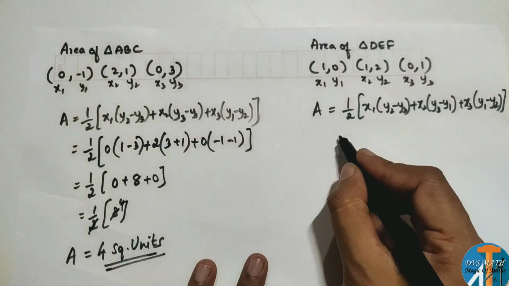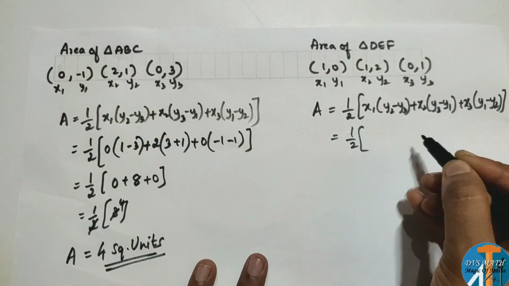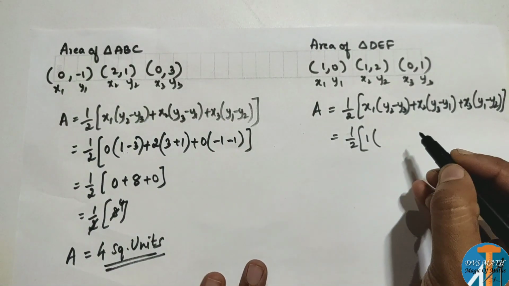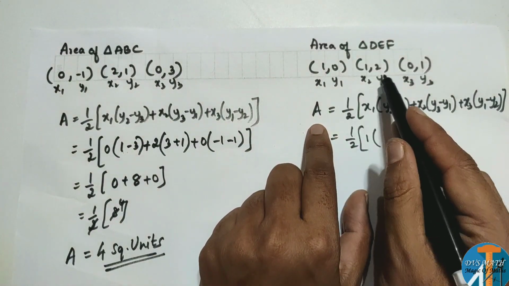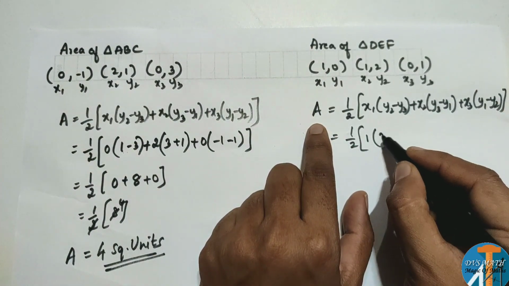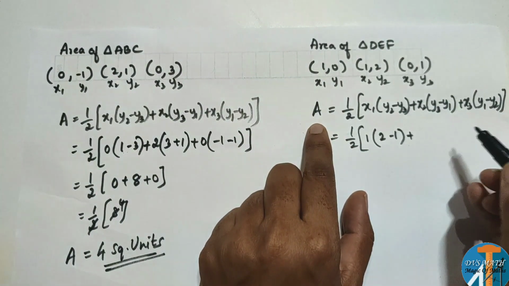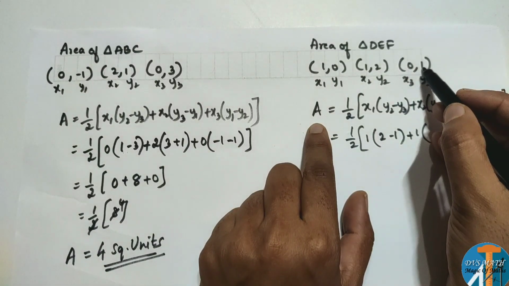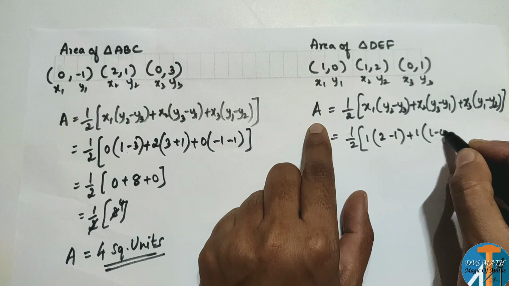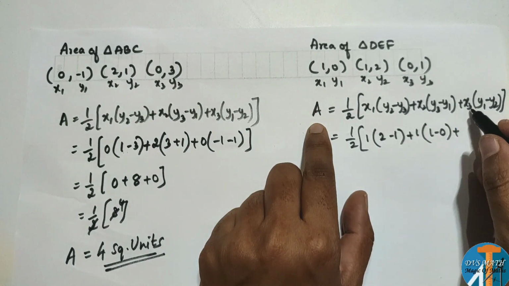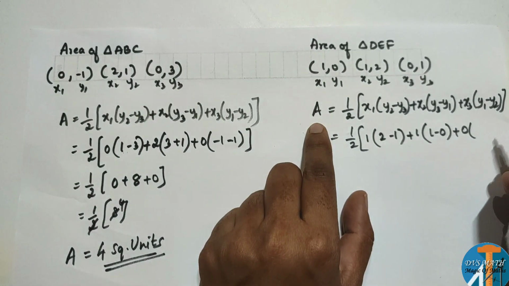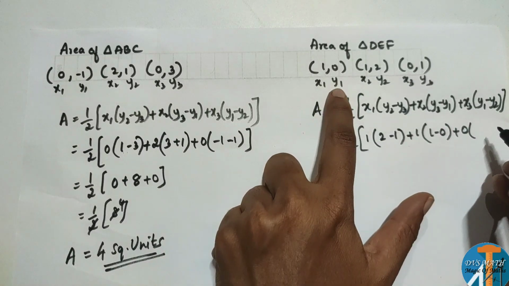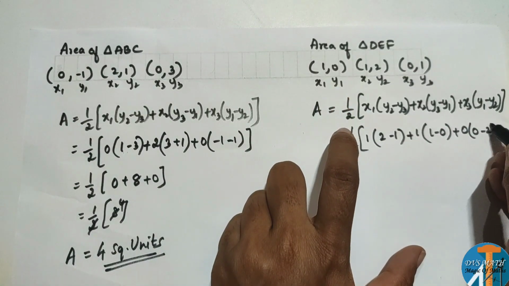While writing the formula, be careful. Now half, what is x1? 1. y2 minus y3, 2 minus 1, 2 minus 1 plus what is x2? 1. y3 minus y1, 1 minus 0, 1 minus 0 plus what is x3? It is 0. y1 minus y2, that is 0 minus 2, 0 minus 2.